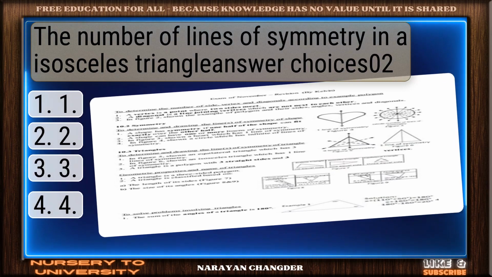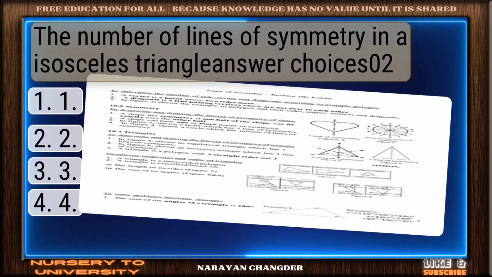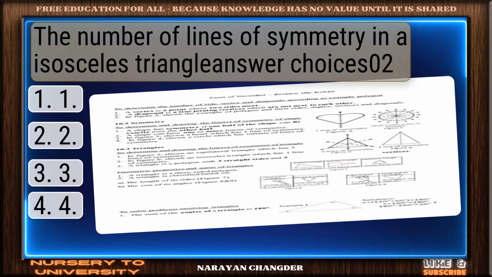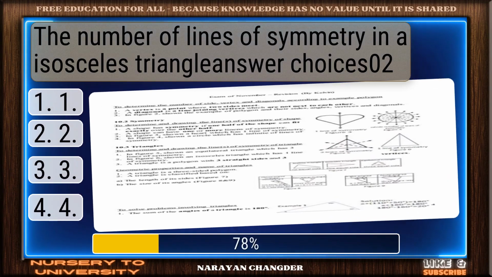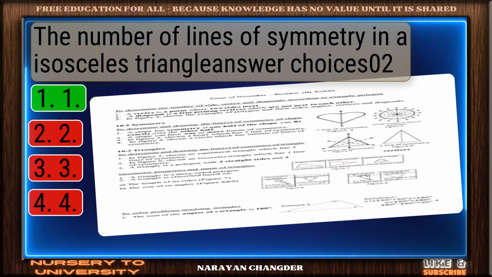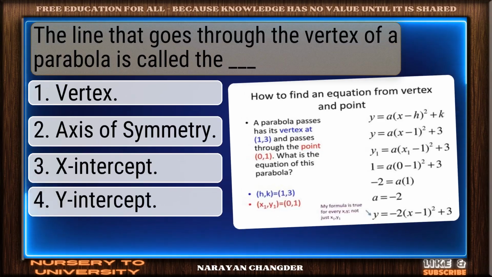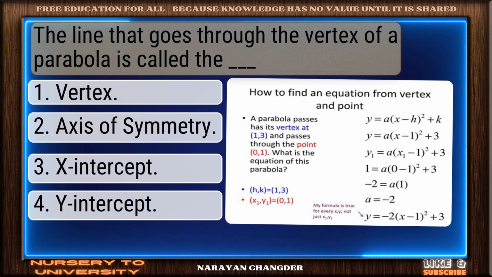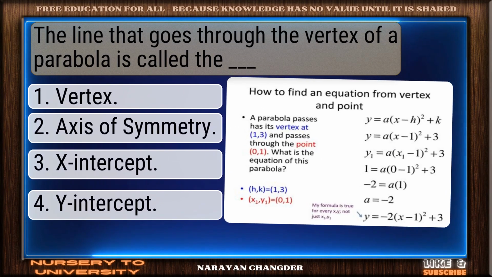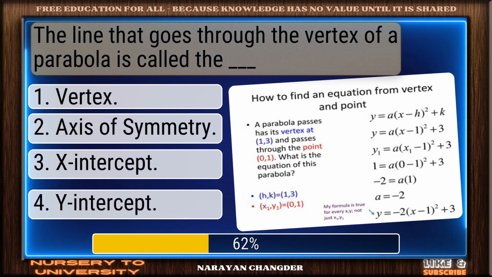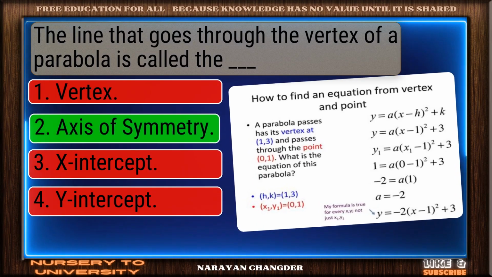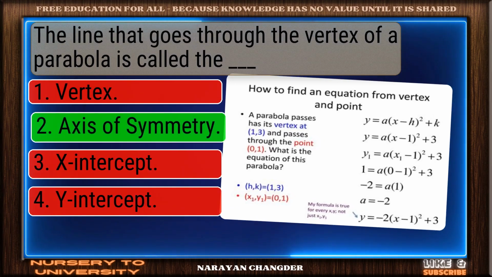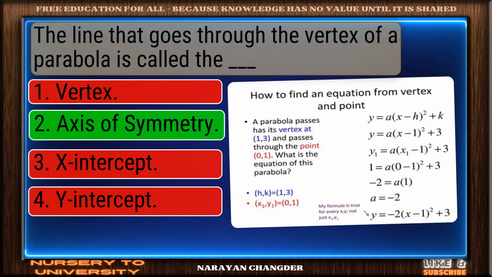The number of lines of symmetry in an isosceles triangle choice is 2. Great job. 1 is the accurate answer. The line that goes through the vertex of a parabola is called the dash. Nicely done. Axis of symmetry is a solid answer.